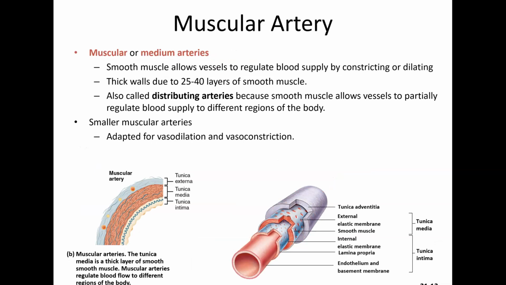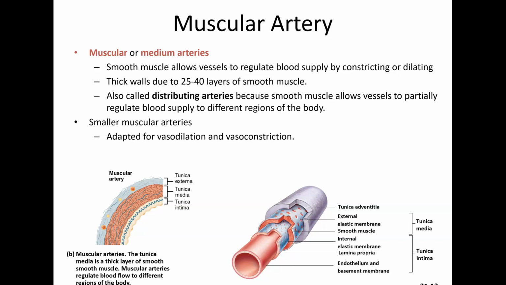Next, we have our muscular artery, and we can call these medium arteries. They will have the smooth muscle that will let the vessel regulate blood supply by constricting or dilating the blood vessel. Muscular arteries are going to have a pretty thick wall too. They'll have about 25 to 40 layers of smooth muscle. And we can also call these distributing arteries because the smooth muscle is going to allow the vessel to partially regulate blood supply to different regions of the body. We are getting more specific here.